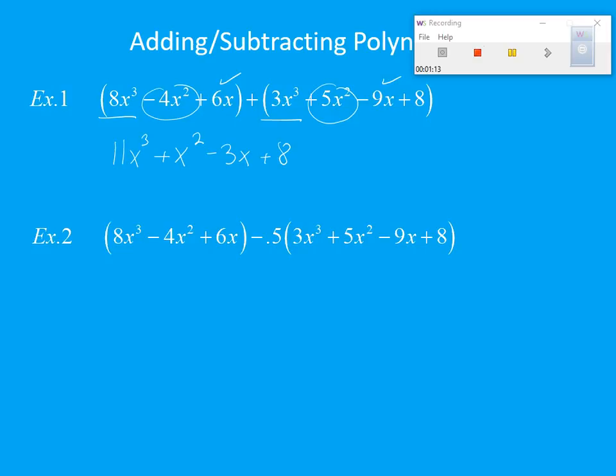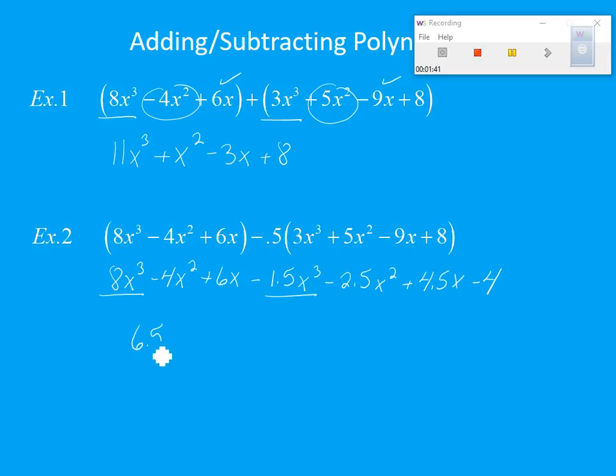Now, on my next example, sometimes we've got to distribute before we can get working with it. So I'm going to distribute that 0.5 to everything. So I got minus 1.5x cubed minus 2.5x squared plus 4.5x minus 4. And then just go and get your like terms once again.